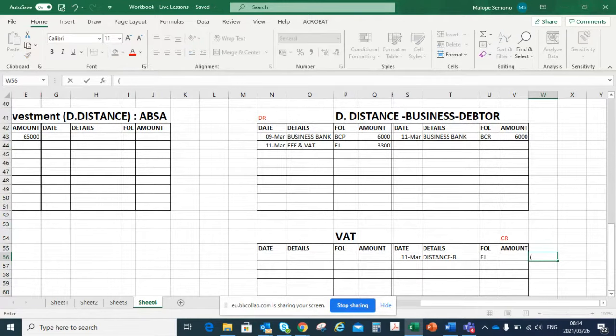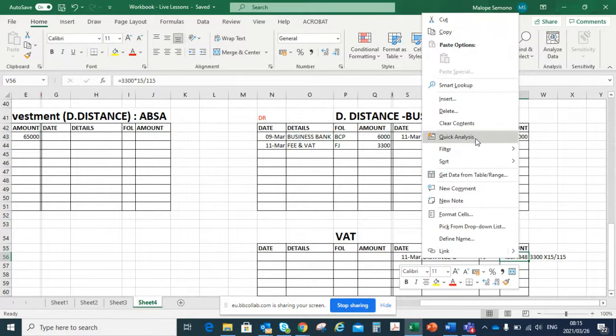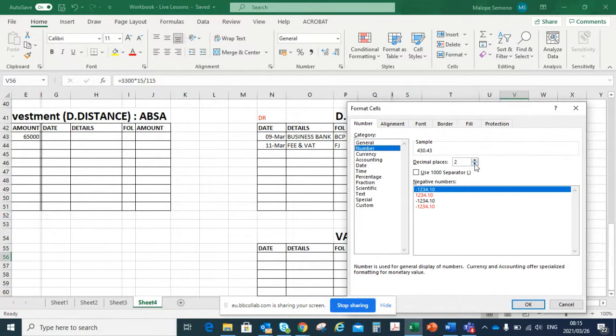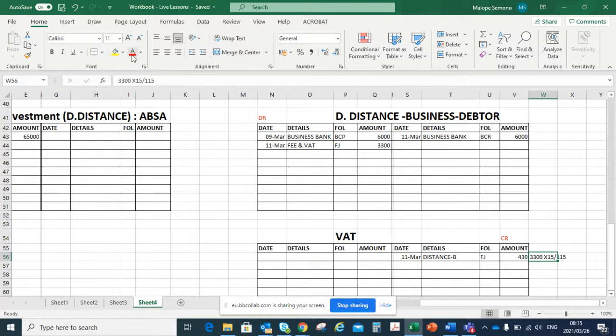So I'm going to take 3,300 multiplied by 15 divided by 115. Remember, VAT is included. I think you still remember how to do that. So let's see how much we get. 3,300 times 15 divided by 115. We got, can you see, 430. I'll convert this to the nearest rands. Sorry, guys, I'm just trying to make sure that we go to the nearest rands. I don't need any decimals. Can you see now? It means I've got 430, and this is the calculation. So I've got 430 as VAT.